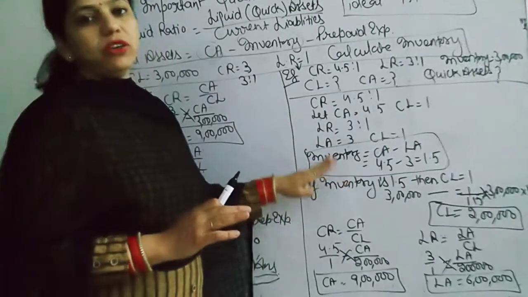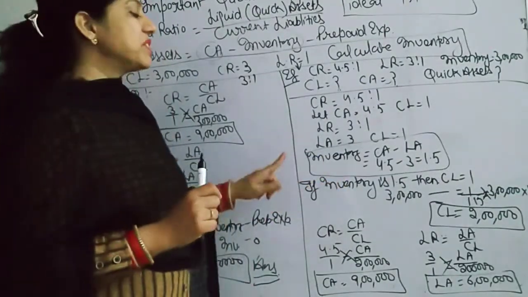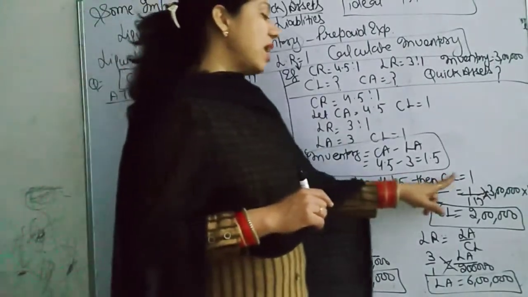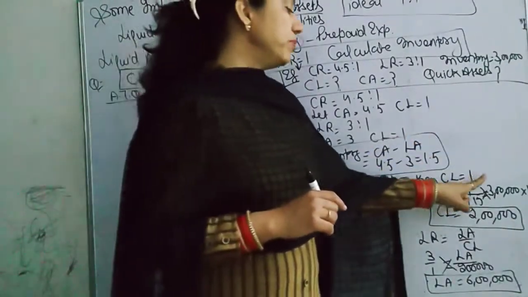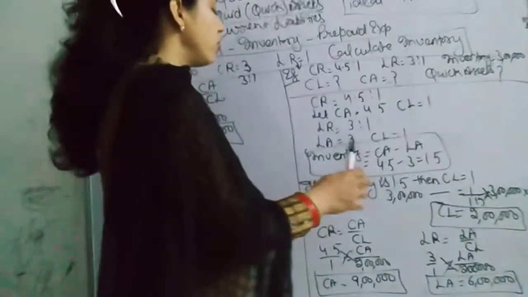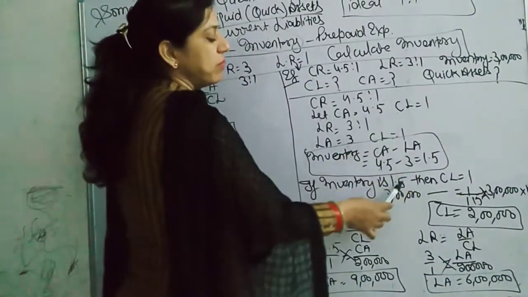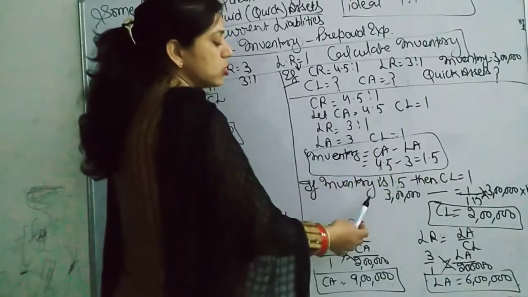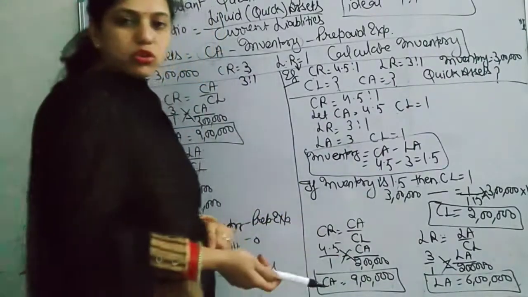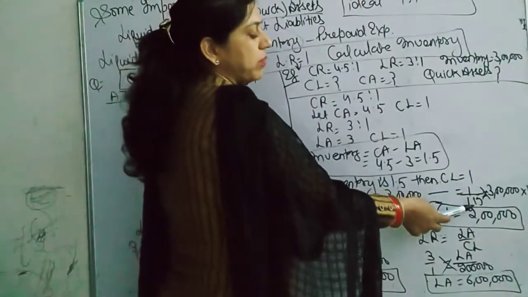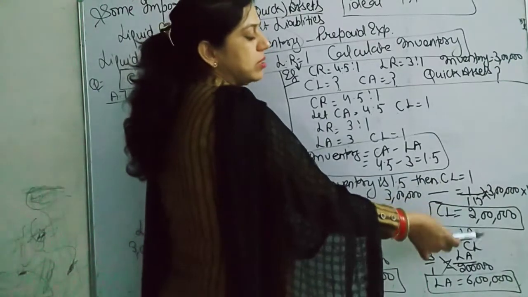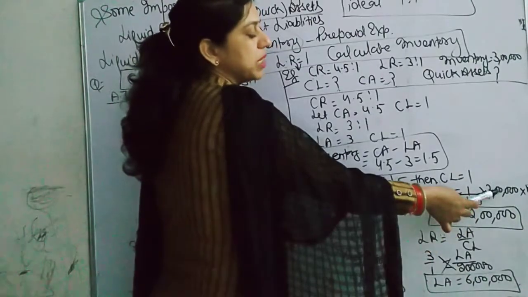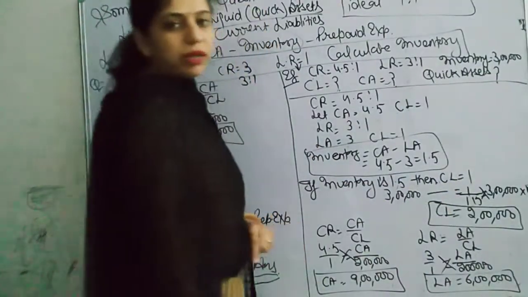Now just put the statement using the unitary method. We will start the statement with what is given in the question, and after the equal sign we put what we have to calculate. If inventory is 1.5, then current liability is 1. So if inventory is 3 lakh, which is given in the question, then current liability will be 1 upon 1.5 into 3 lakh. Just remove the decimal, put 10 here, and when we solve it, 15 twos are 30. That means current liability will come to 2 lakh.